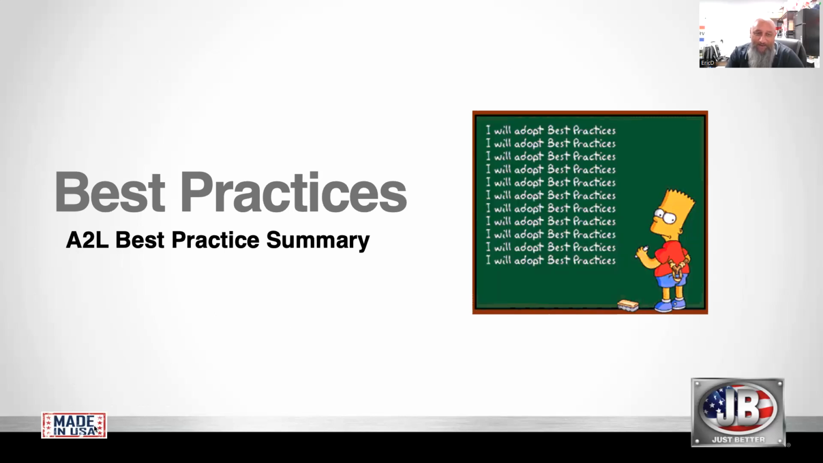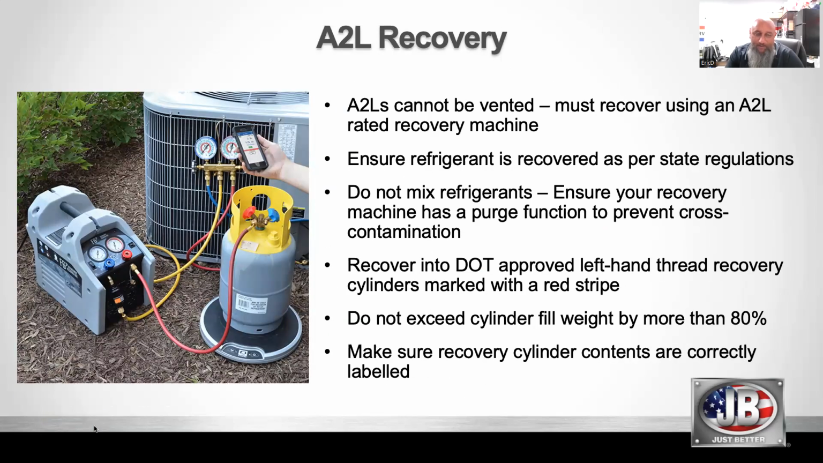So a little bit on the best practices. Recovery, we mentioned earlier on, you can't vent A2Ls. You must recover using a rated recovery machine, and they've got to be recovered as per whatever regulation you have in your particular state. Obviously, no mixing of refrigerant. Make sure your recovery machine has a purge function to prevent cross-contamination. You have to recover into the new DOT-approved left-hand thread cylinders marked with the red stripe. And the recommendation is not to go above 80% on the fill because of potential build-up of pressure inside that cylinder.